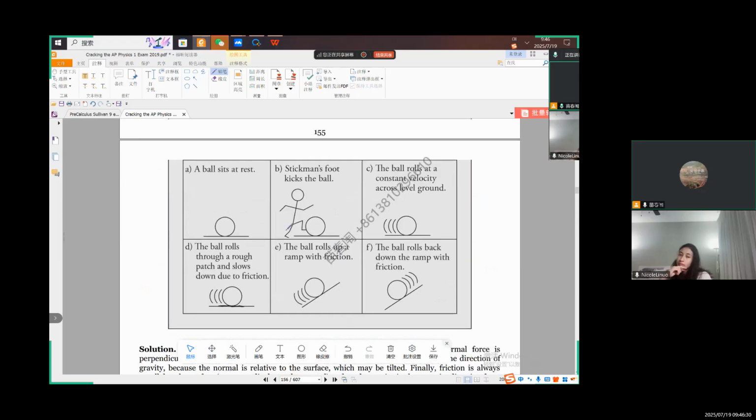How about D? That one's C, except there's a force to the left, and that's just because of friction. Yeah.